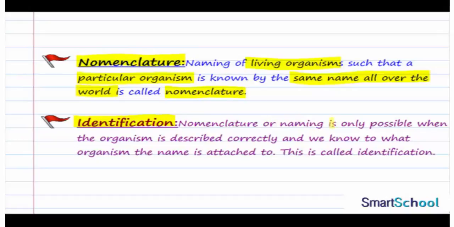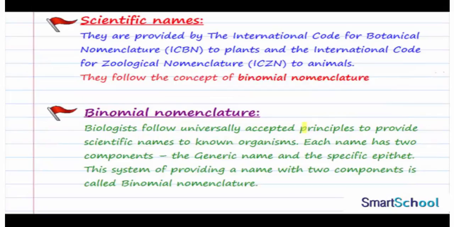Nomenclature or naming is only possible when the organism is described correctly and we know to which organism the name is attached. This is called identification. As the name suggests, it is identifying the organism before naming it. The correct description of the organism and knowing what name is attached to which organism is known as identification.